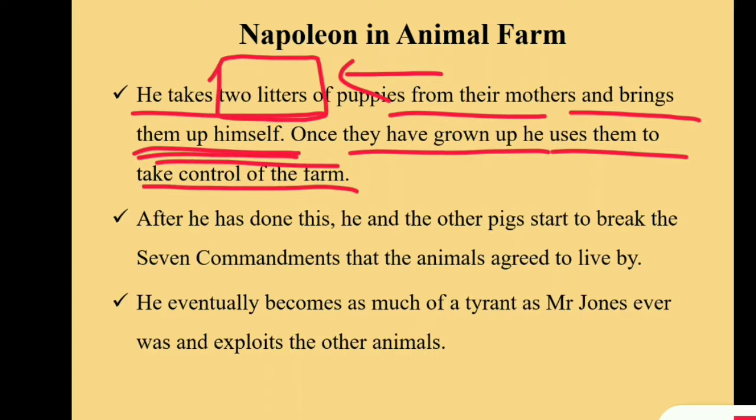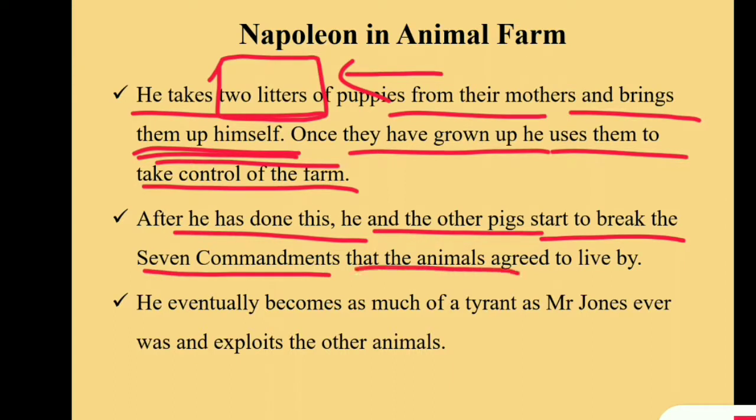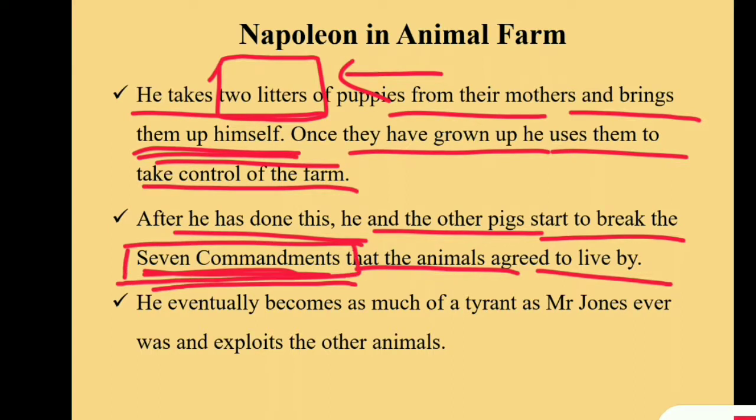Okay. After he has done this, he and the other pigs start to break the 7 commandments that the animals agreed to live by. See, before their arrival, there was a set of rules, okay, especially 7 commandments. We will learn about this also, okay, 7 commandments. But when Napoleon came, his rule disagreed with the 7 commandments, okay.